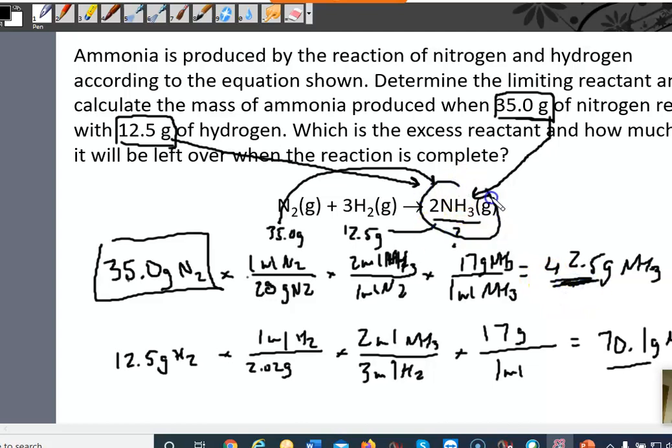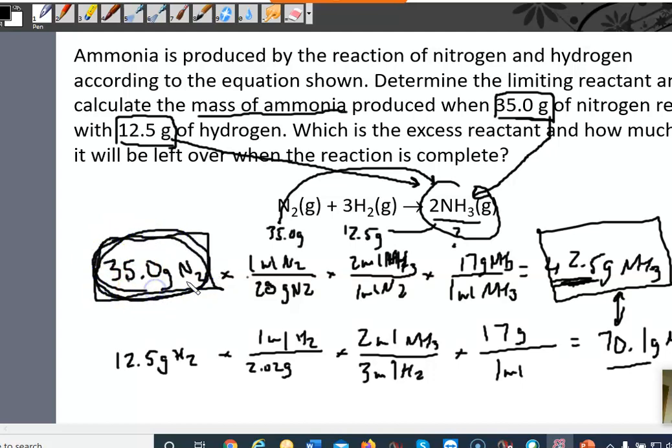That means the answer here, when it says calculate the mass of ammonia, I can only get 42.5 grams of ammonia. I can't make more than whichever one is my limiting reagent. So these numbers are telling me since the nitrogen produces the least amount of ammonia, I can only get 42.5 grams of ammonia out of it. Does that make sense? So that means all 35 grams of this has been consumed, and I formed 42.5 grams of the ammonia, because the 12.5 grams of hydrogen can produce up to 70.1 grams.